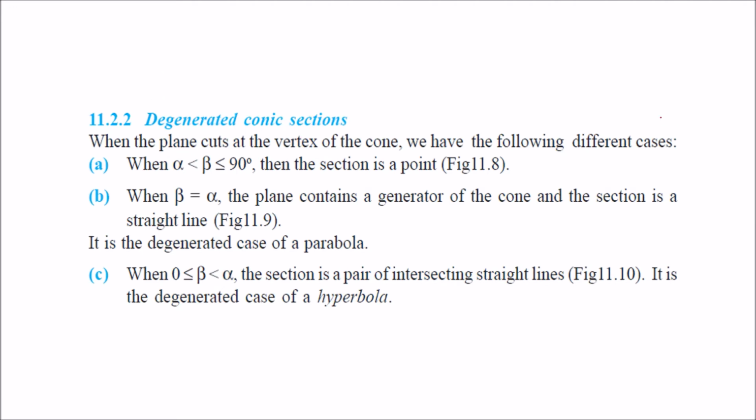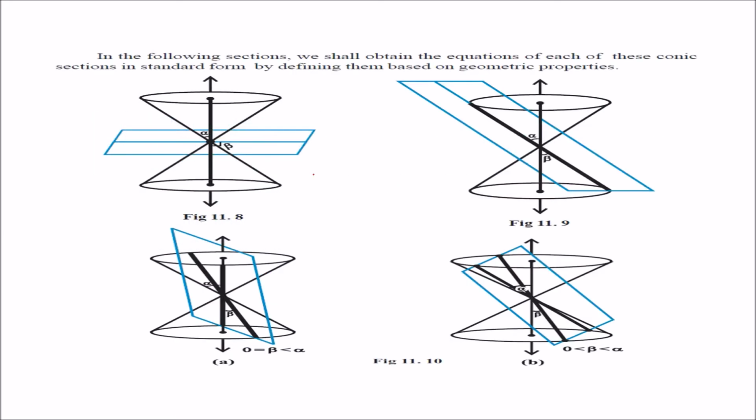This is not very important, but still, degenerate conic sections are those made when the plane cuts at the vertex of the cone. For example, if it cuts here, it will be only a point. If the plane cuts exactly like this, that will be a line. Similarly here. So these are called degenerate, based on different geometric properties. You just have to know that the plane does not only cut like this, it can cut like this also. The plane can take an angle such that it coincides with one of the generators.